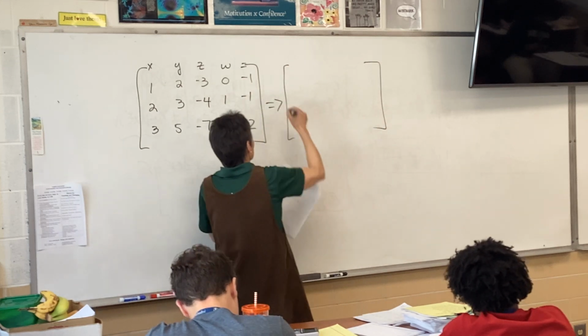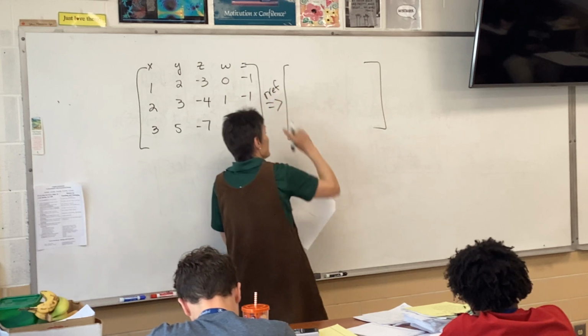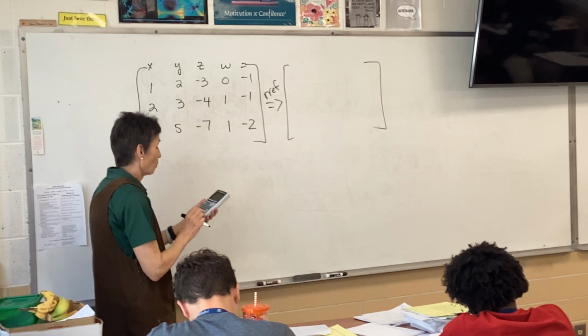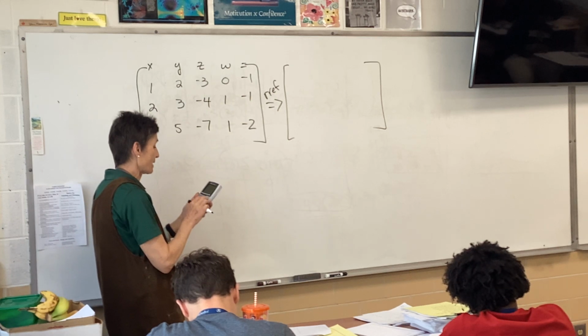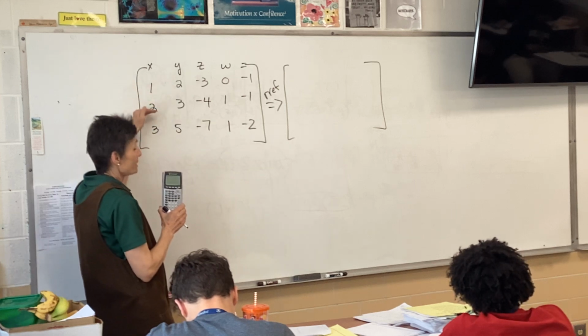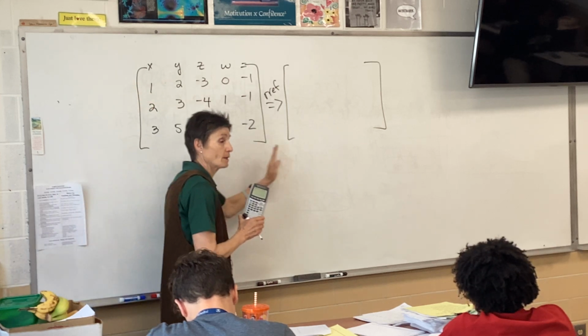Now, Gauss-Jordan reduction means you're going to RREF. What are the dimensions of this thing? Second matrix edit. 3 by 5.